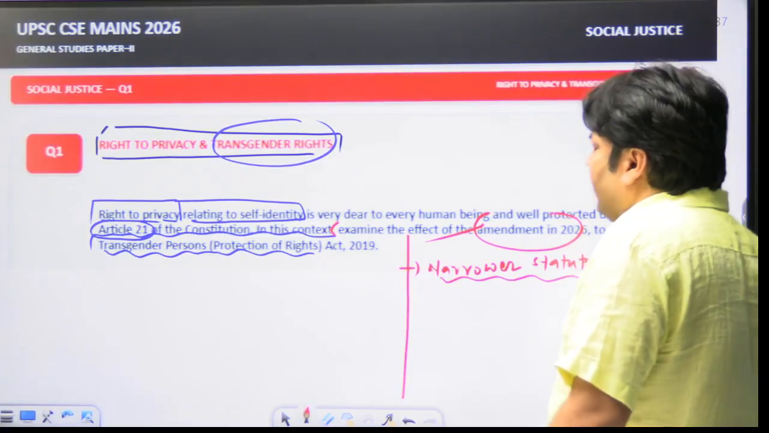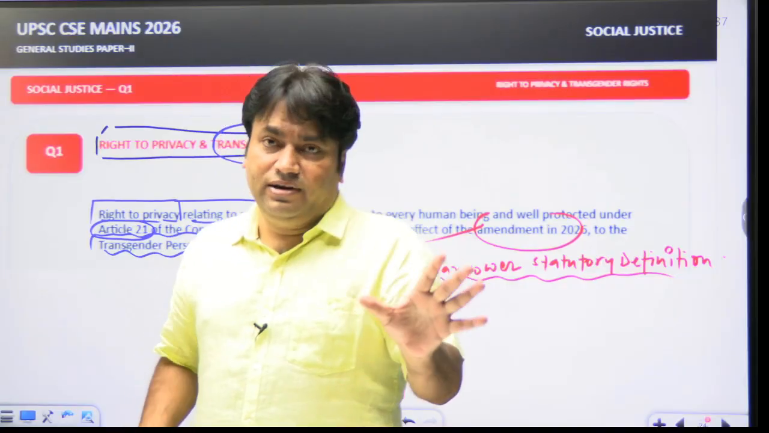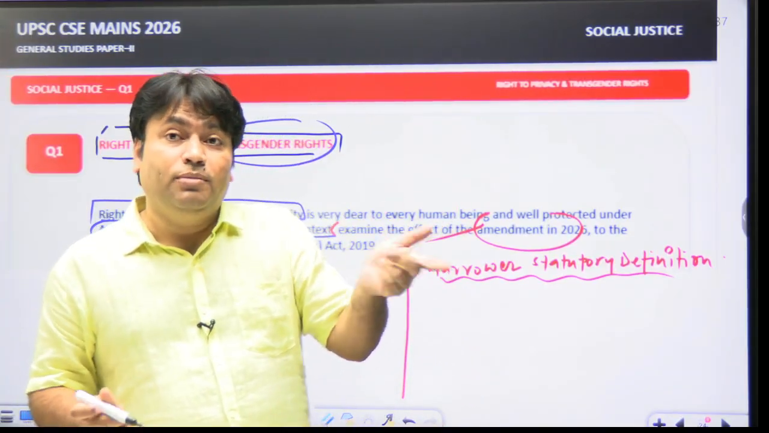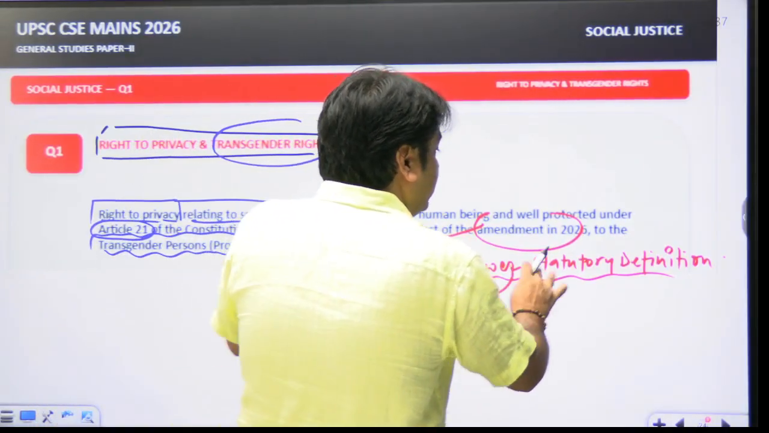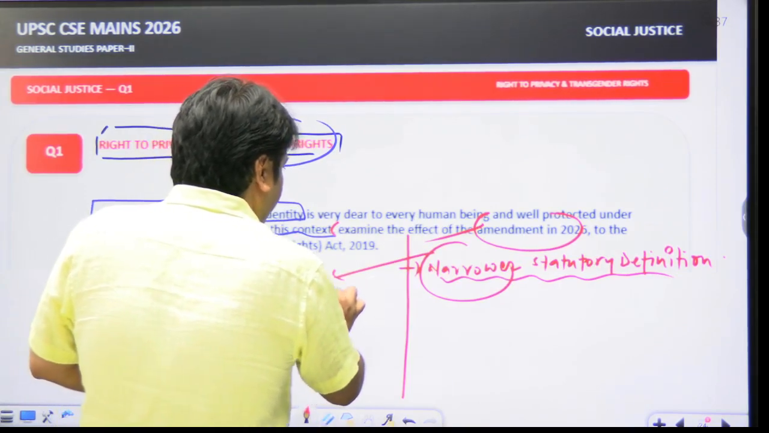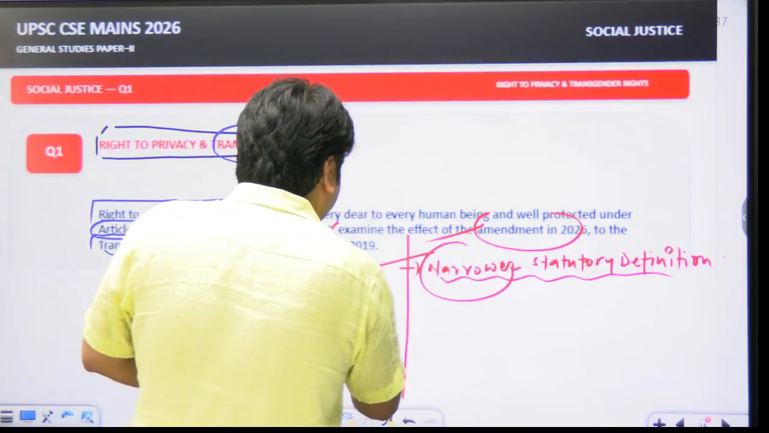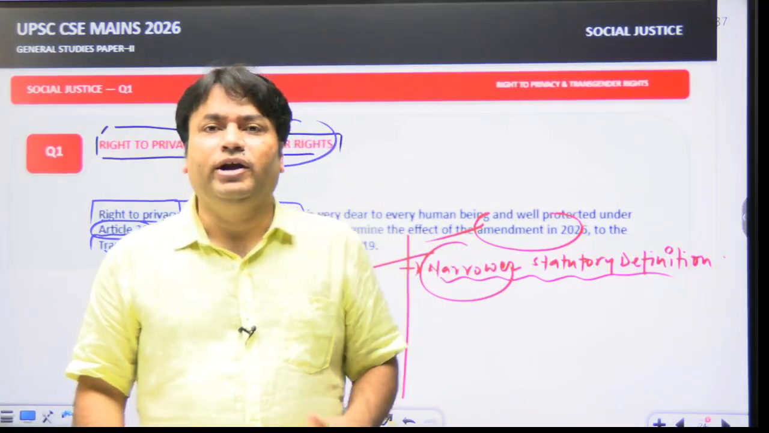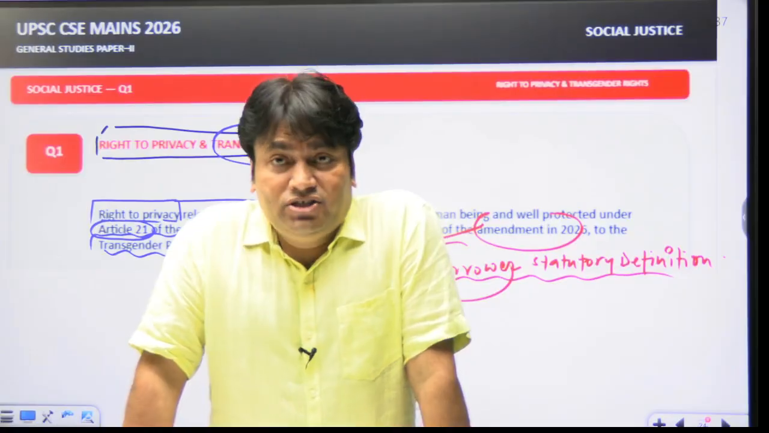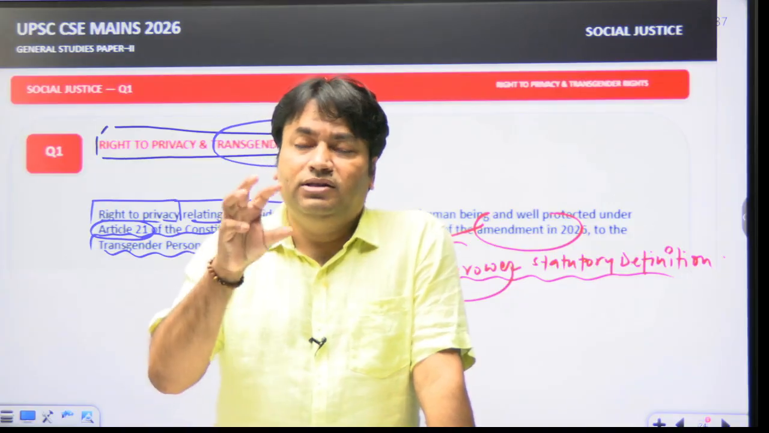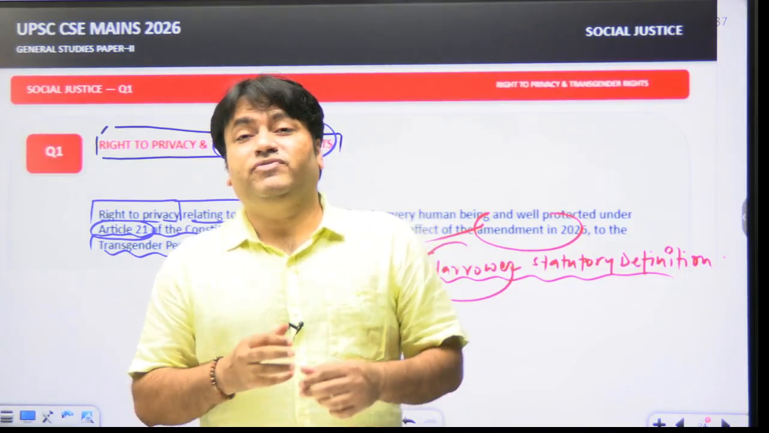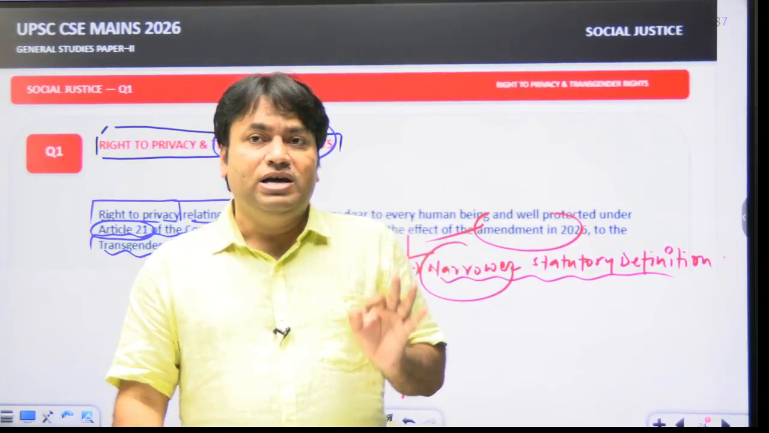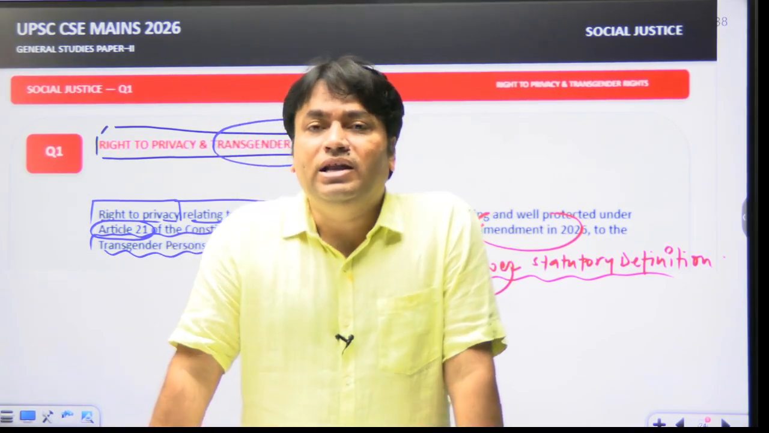Now, what is this narrower statutory definition? It simply means that earlier the law had a broader definition of a transgender person, right? Previously, the transgender person's definition was broader, but now it is narrower. So why is it narrower? That is the point here. So here, the new definition talks about listing specific categories of people who can be legally recognized as transgender. First important point, listing specific categories of people who can be legally recognized as transgender.